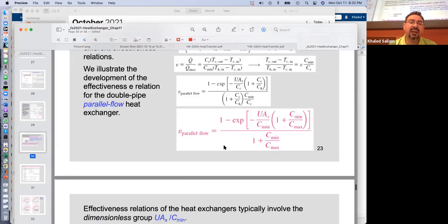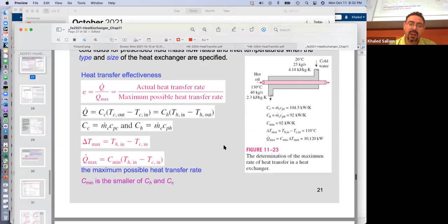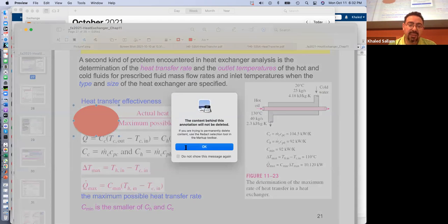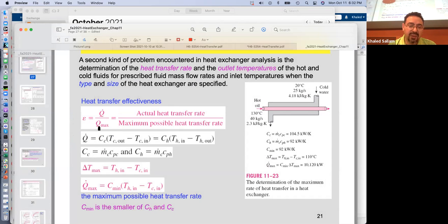So what does it calculate? What is this effectiveness method based on? It's based on this. This is the bread and butter of this method. The effectiveness is Q dot over Q dot max. He actually should have called it Q dot actual over Q dot max.